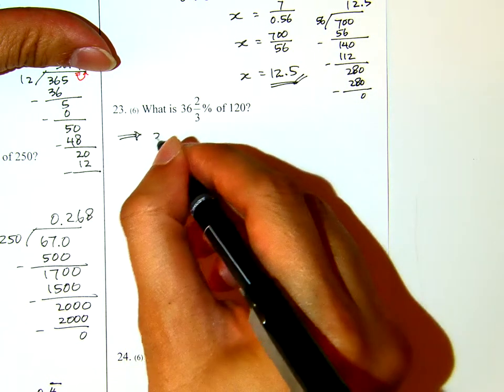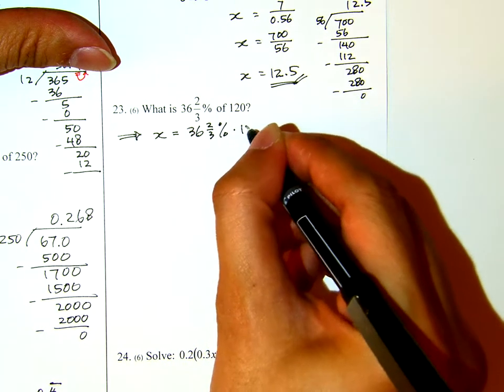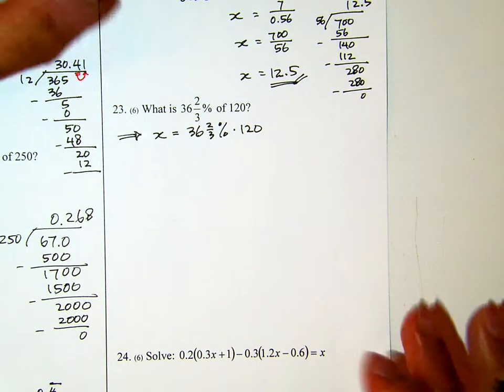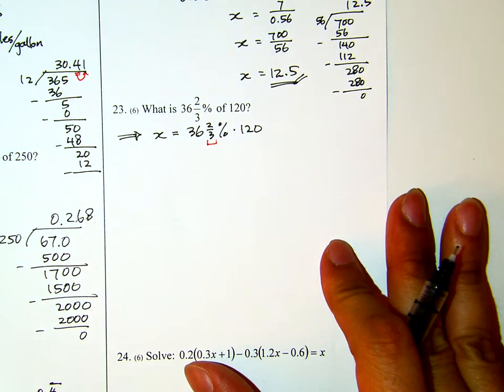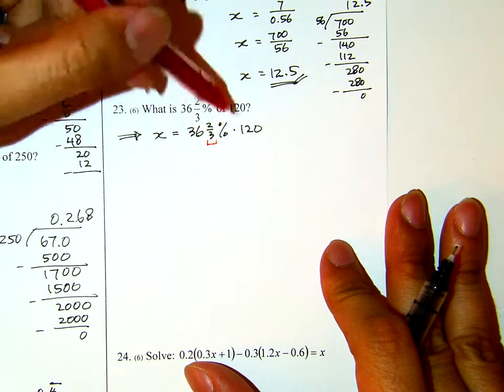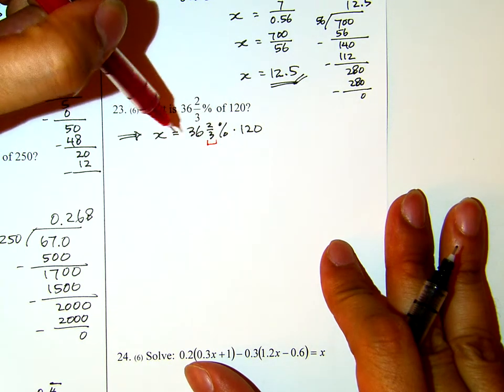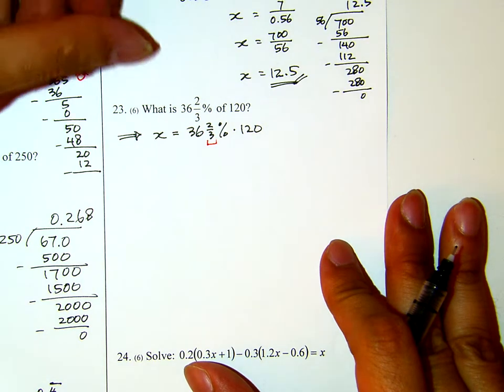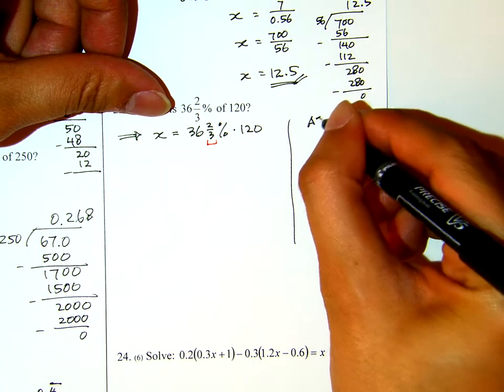When I translate, x equals 36 2/3% times 120. Now notice that the mixed number inside the percent, especially the fractional part 2/3, if you try to convert that to decimal, it will be a repeated decimal. It will be 0.66666 like that, right? So if I try to convert this to decimal, it will not be a nice decimal. So instead of converting this percent to decimal, we will do it aside. We will convert this to a fraction.